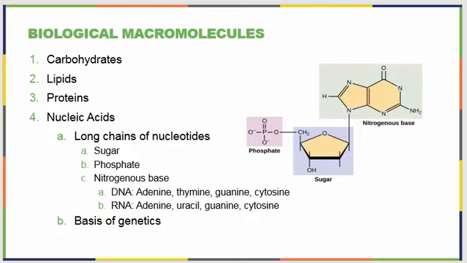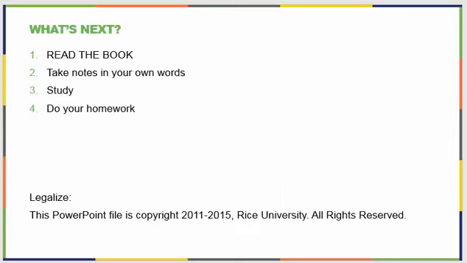DNA is a double-stranded alpha helix with one of the four bases known as adenine, thymine, guanine, and cytosine. RNA, on the other hand, is single-stranded and has adenine, uracil, guanine, or cytosine. These two molecules will be our basis for our study of genetics, and we will talk about them a lot in later chapters. With that, we end chapter 2.